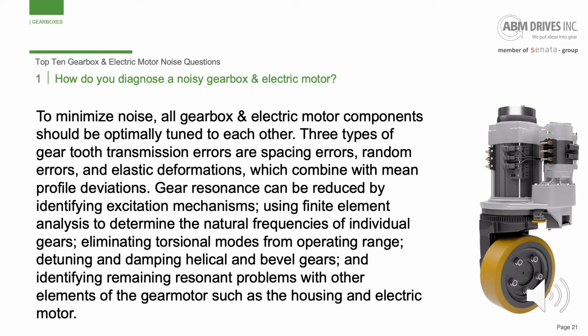3 types of gear tooth transmission errors are spacing errors, random errors, and elastic deformations, which combine with mean profile deviations. Gear resonance can be reduced by identifying excitation mechanisms using finite element analysis to determine the natural frequencies of individual gears, eliminating torsional modes from operating range, detuning and damping helical and bevel gears, and identifying remaining resonance problems with other elements of the gear motor such as the housing and electric motor.